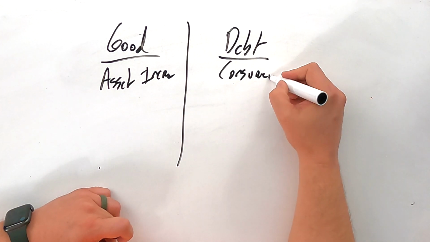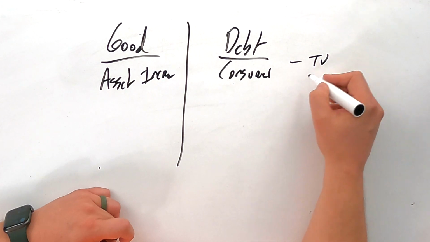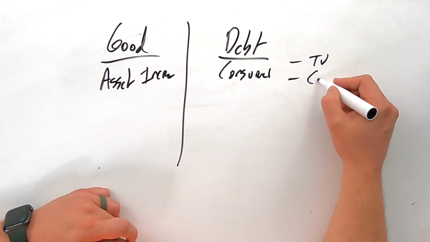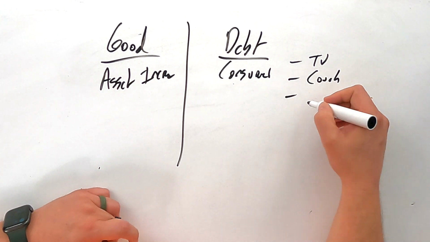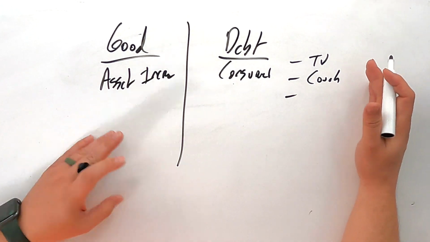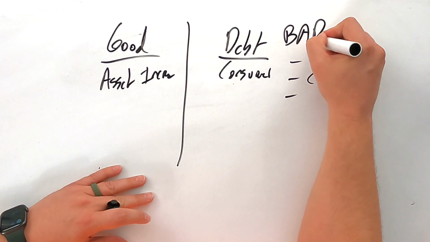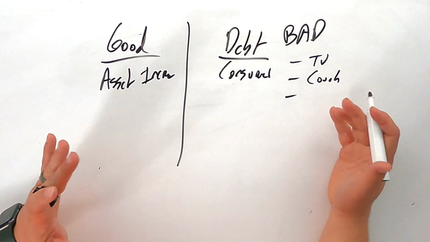Anything you're buying for a consumer, you're buying a TV with debt, you're buying a couch with debt, you're buying whatever it is with debt. Anything that's a consumer purchase that you're buying with debt is typically what I would consider as bad debt, as a general overall rule.